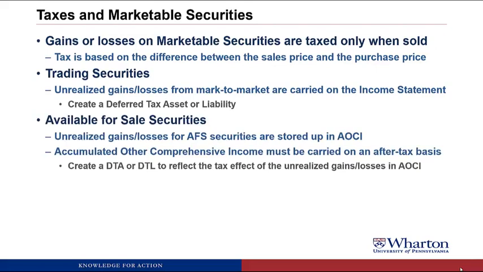For available for sale securities, it's a little bit more complicated even than that. We also had to mark the marketable securities to market value. We had unrealized gains and losses. These were stored up in accumulated other comprehensive income. But remember, accumulated other comprehensive income has to be carried after tax. It's like retained earnings. It has to reflect an after-tax number. So we're going to have to create a deferred tax asset or liability to reflect the tax effect of the unrealized gains or losses that we put into AOCI.